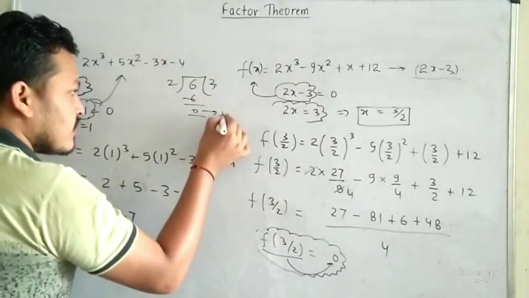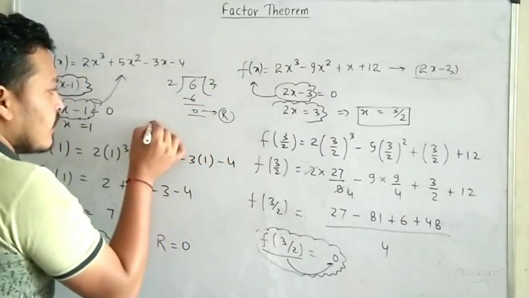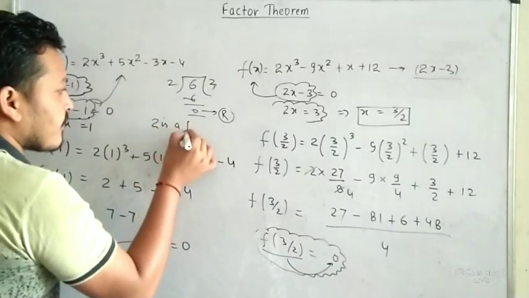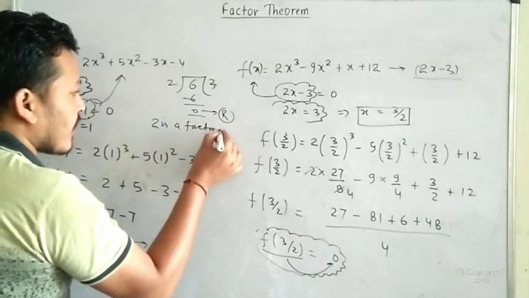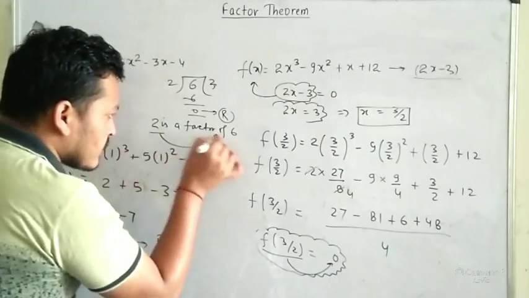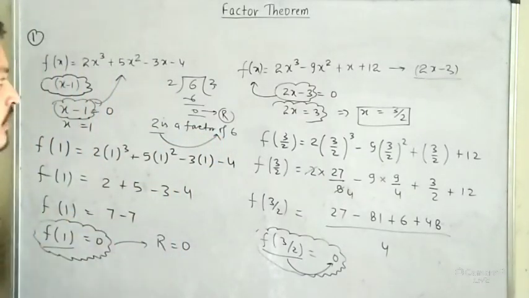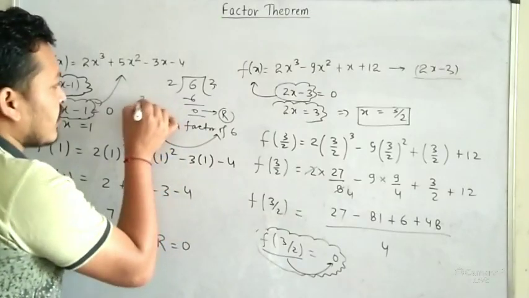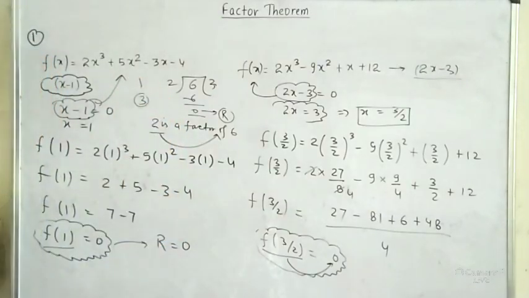What is our remainder? 0. It means we can say that 2 is a factor of 6. It means 2 can completely divide 6. Okay. What are the other factors of 6? So the other factors are 3 and 1. Okay, so these are the factors.